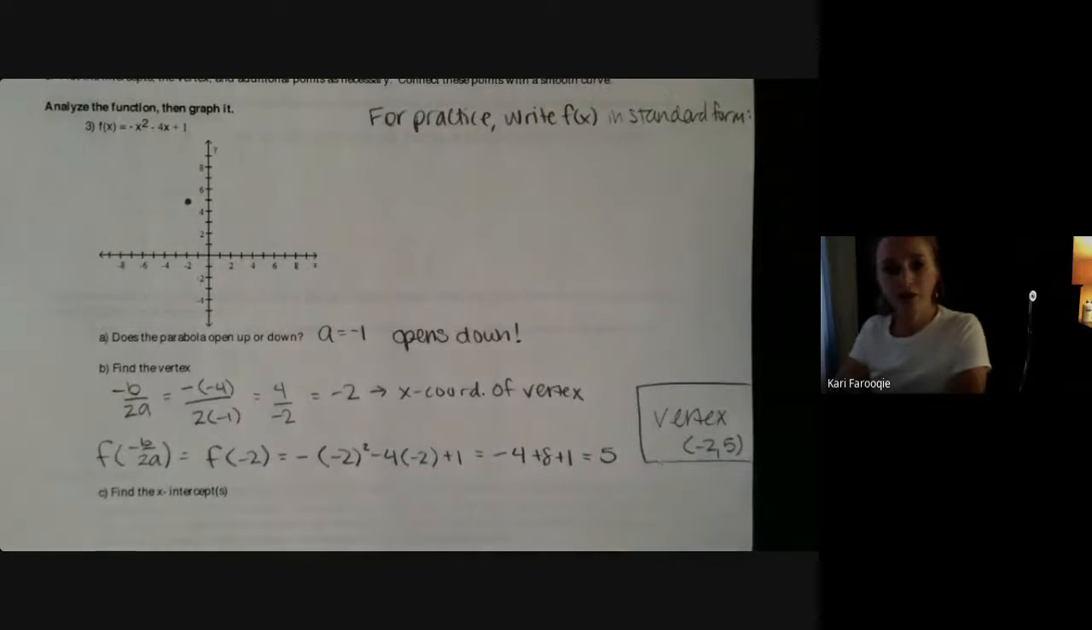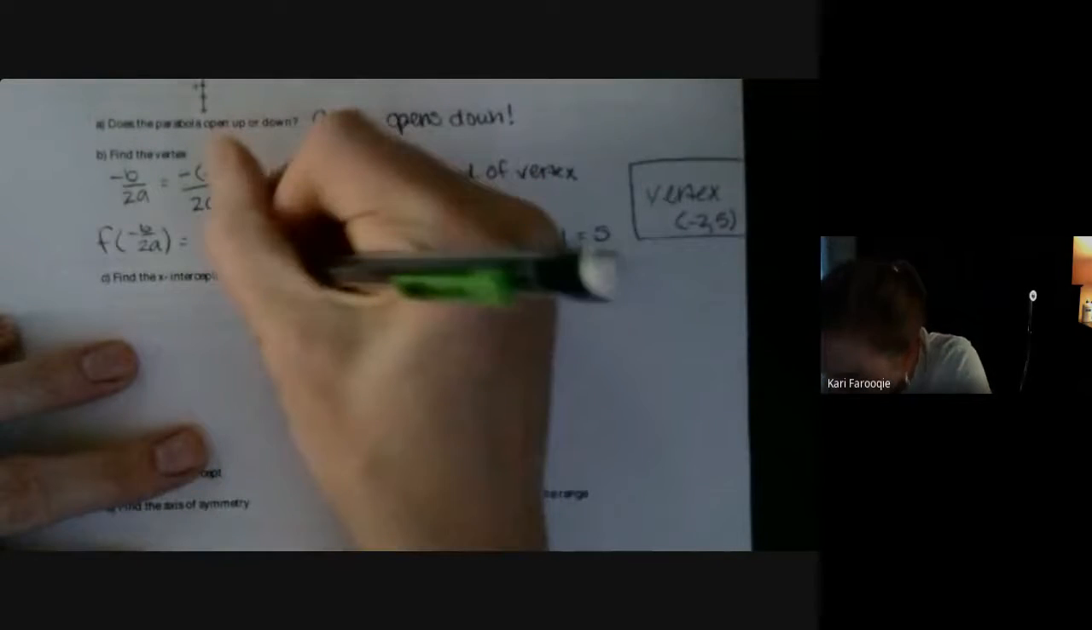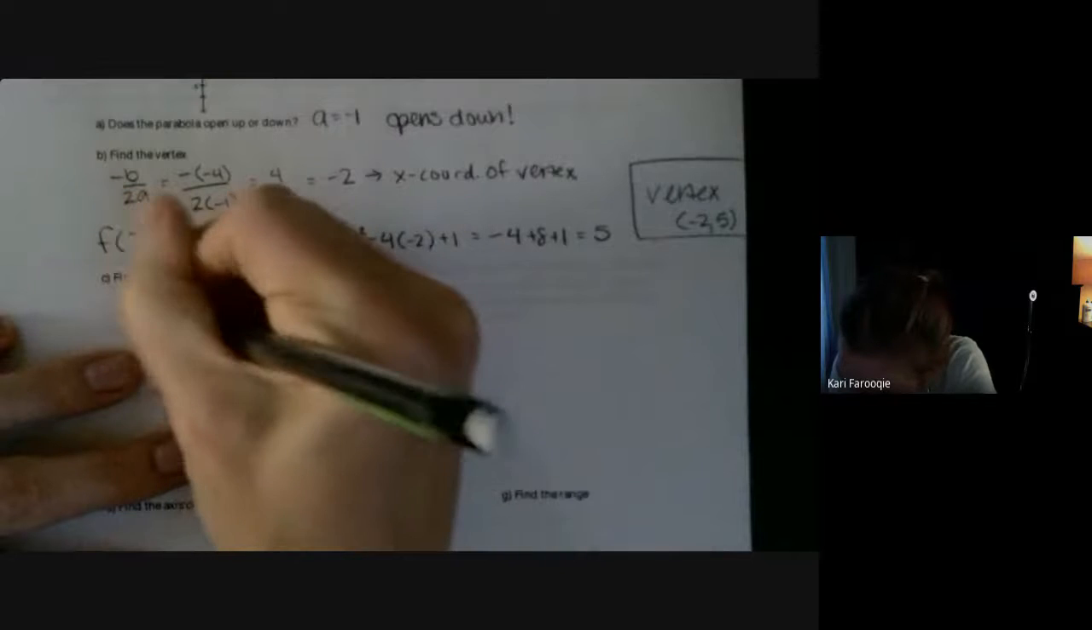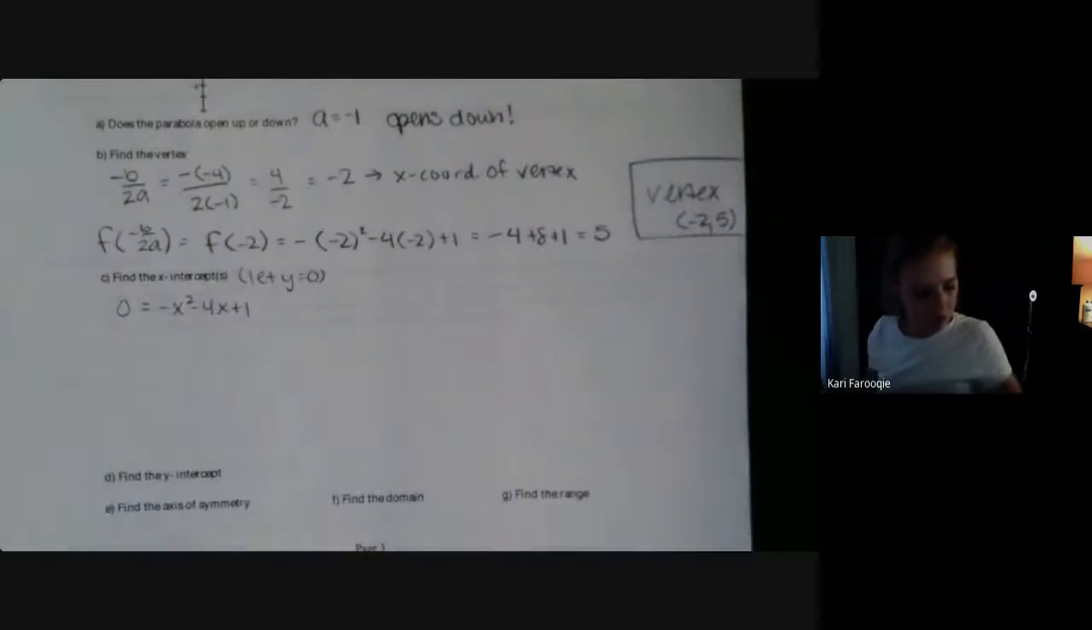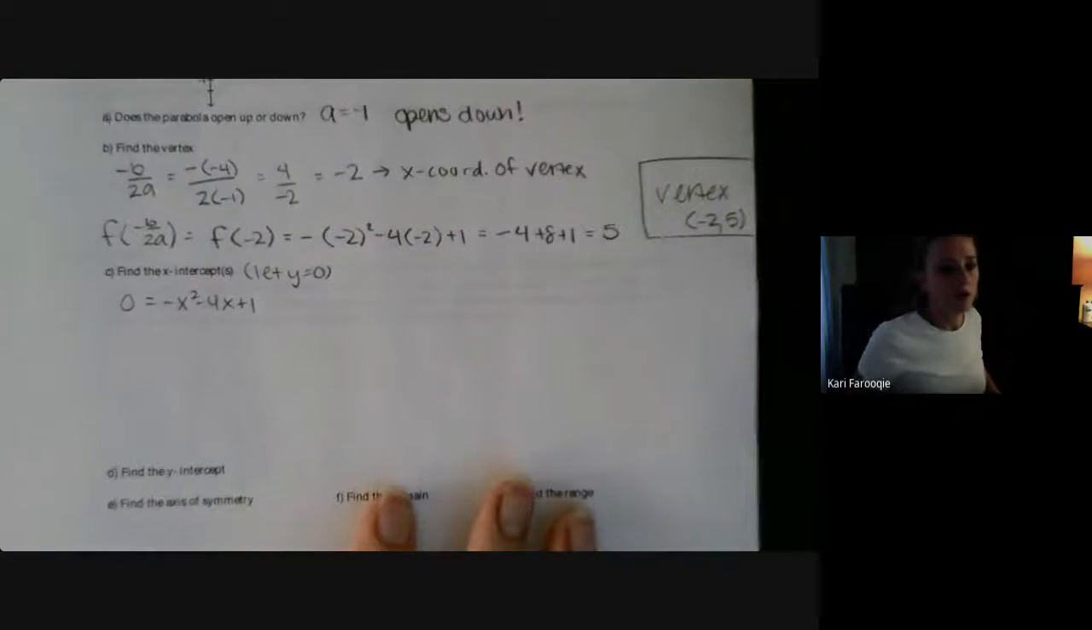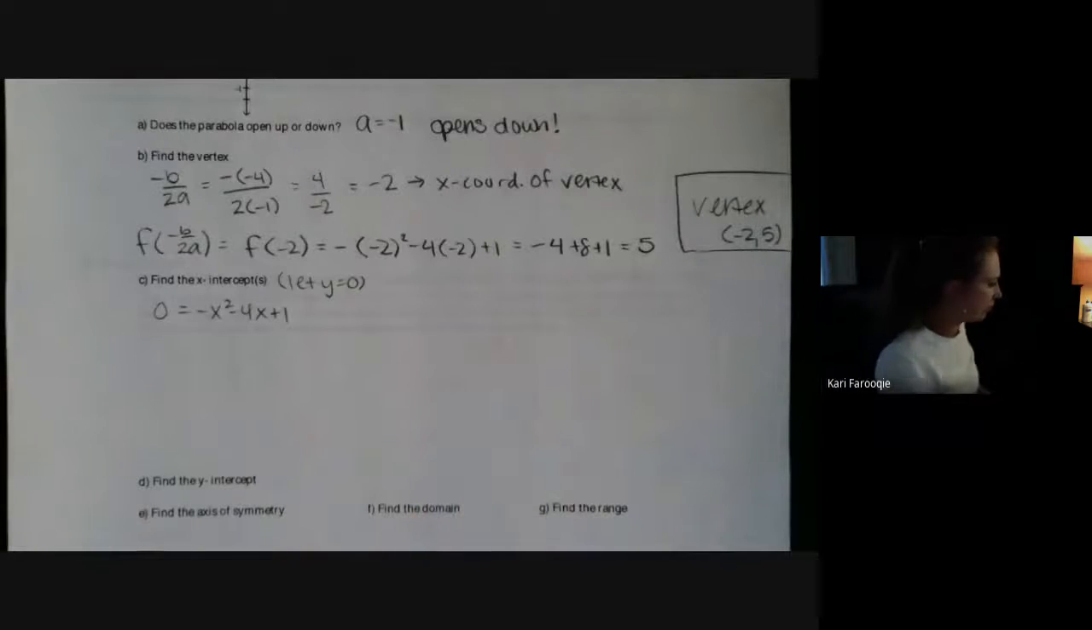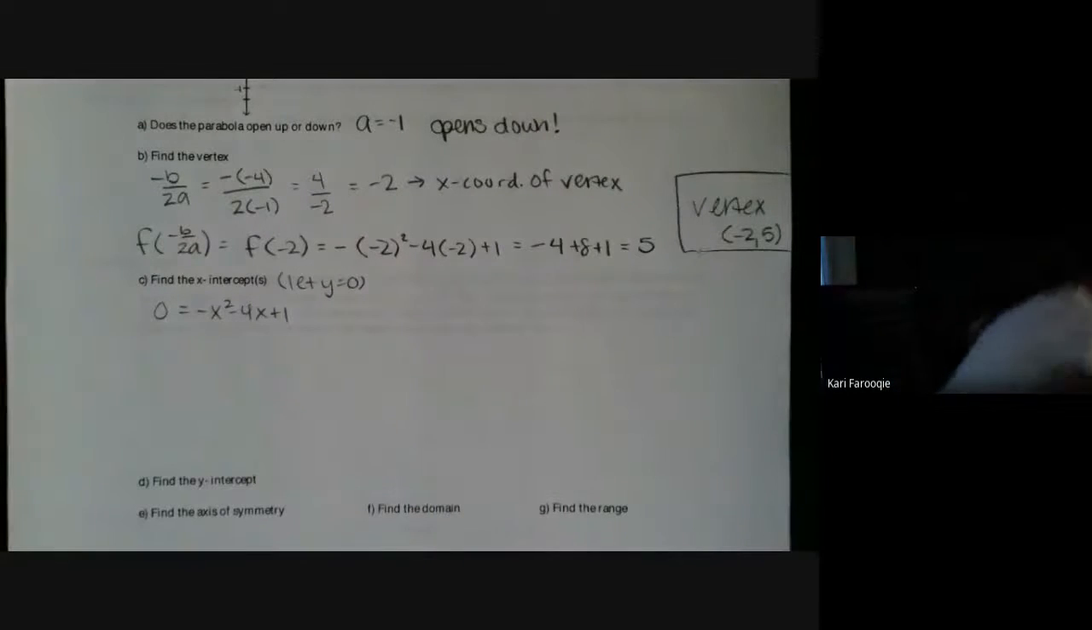Okay, now to find the x-intercepts, let y equal 0. So you'll have 0 equals -x² minus 4x plus 1. You're going to have to use the quadratic formula here. You guys find the x-intercepts. I'm going to move my lamp back over here because it's so dark.